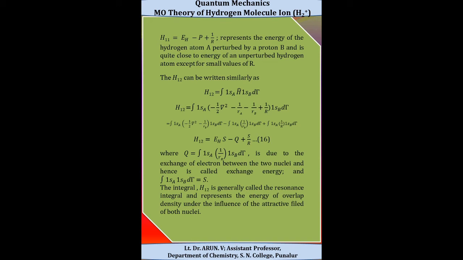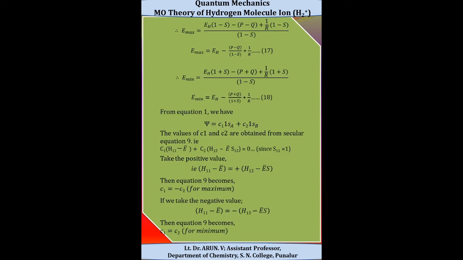H12 can be similarly written as the integral of 1s_a H-cap 1s_b dt, and on solving this we find H12 equal to EH S - Q + S/R, where Q, equal to the integral of 1s_a (1/r_b) 1s_b dt, is due to the exchange of electron between the two nuclei and hence is called exchange energy, and the integral of 1s_a 1s_b dt is equal to S. The integral H12 is generally called the resonance integral and represents the energy of overlap density under the influence of the attractive field of both nuclei.